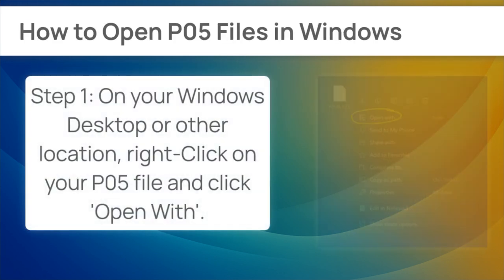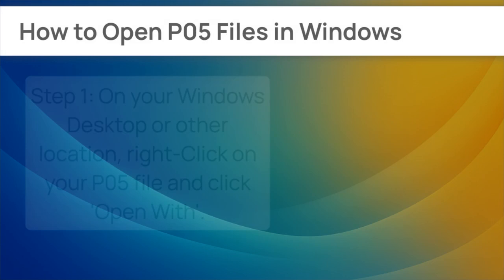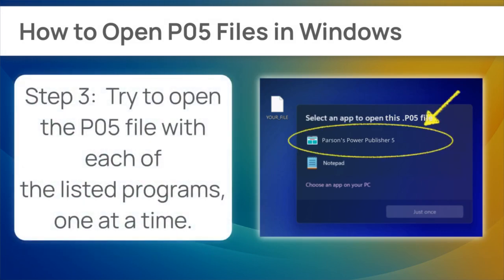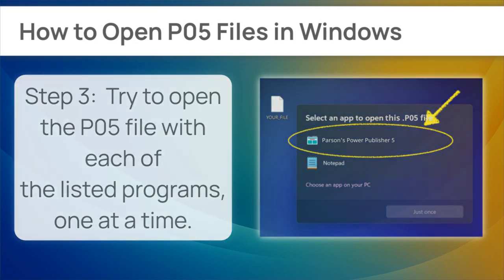The initial action is crucial. Right-click your P05 file and select Open With. Use Parson's Power Publisher 5 if it's installed. It's the best candidate. If not, cycle through the remaining options until one works.